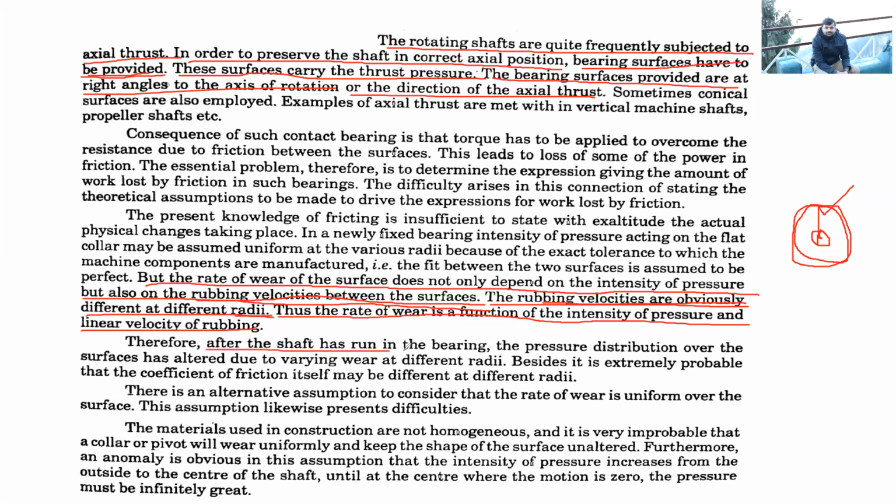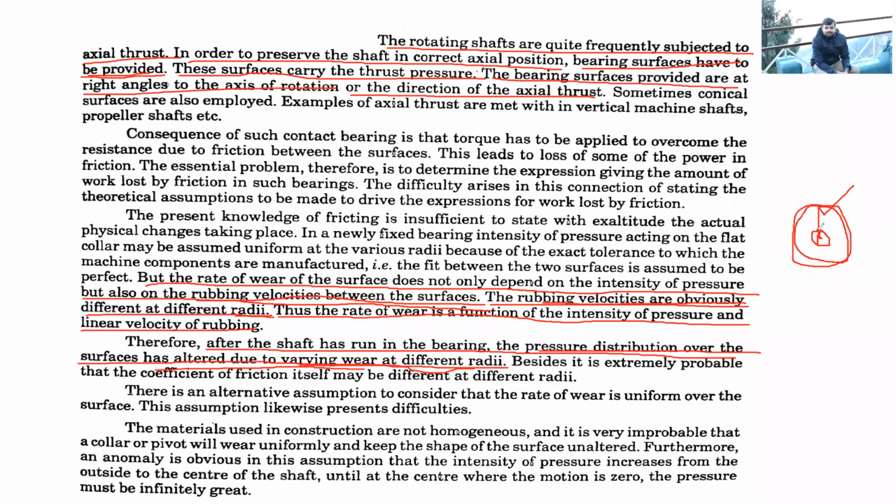Therefore, after the shaft has run in the bearing, the pressure distribution over the surface has altered due to the varying wear at different radius. Initially, when the shaft is new, the pressure will be uniformly distributed. But after the shaft has run sufficiently in the bearing, the pressure distributed over the surface has altered, because of the varying wear at the different radius.